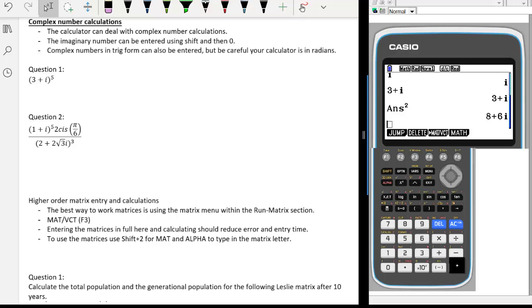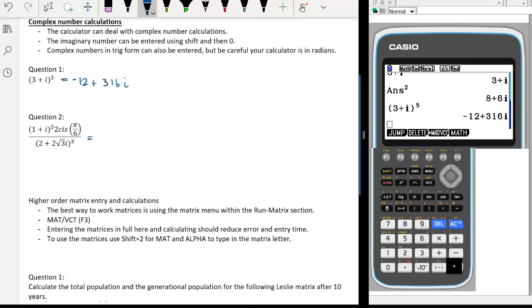So if I want to look at 3 plus i to the power of 5, 3 plus Shift i, all to the power of 5, and there it is, negative 12 plus 316i. Good way to check your calculations, or a good way to perform calculations in a TechActive question.